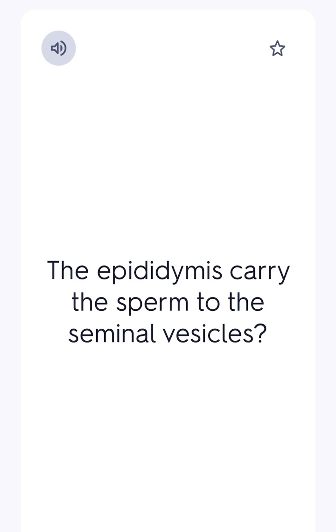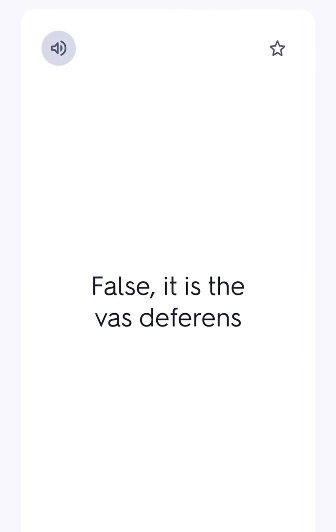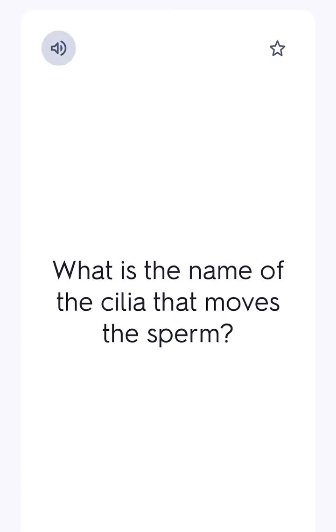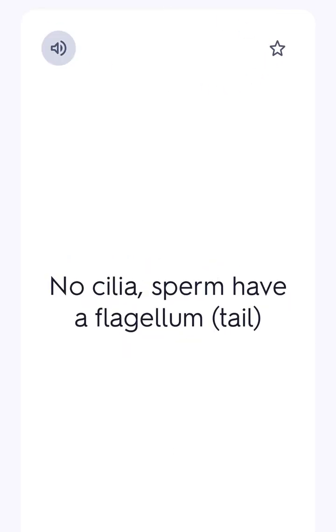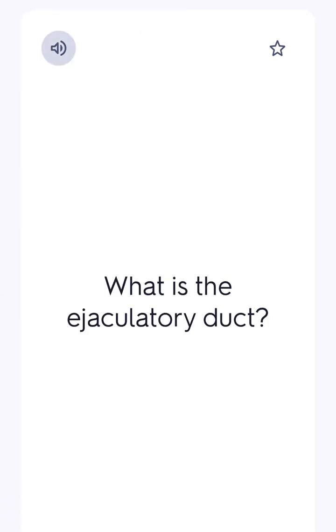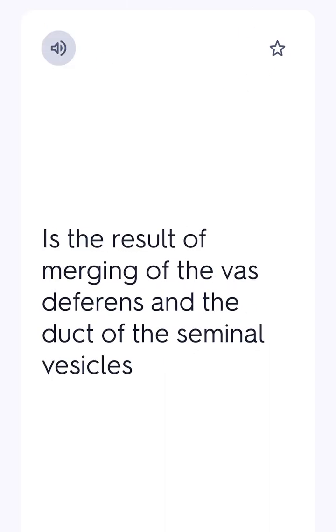The epididymis carry the sperm to the seminal vesicles. False, it is the vas deferens. What is the name of the cilia that move the sperm? No cilia, sperm have a flagellum. What is the ejaculatory duct? Is the result of merging of the vas deferens and the duct of the seminal vesicles.